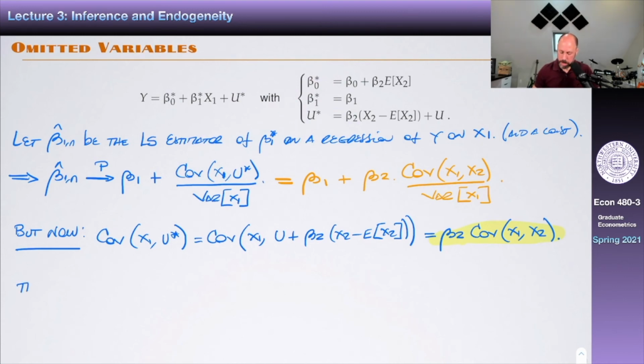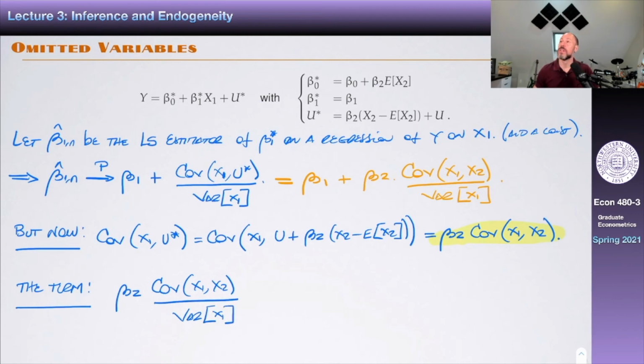The term beta 2 times the covariance of x1, x2 divided by the variance of x1 is called omitted variable bias.